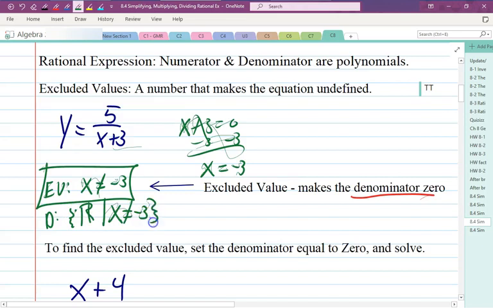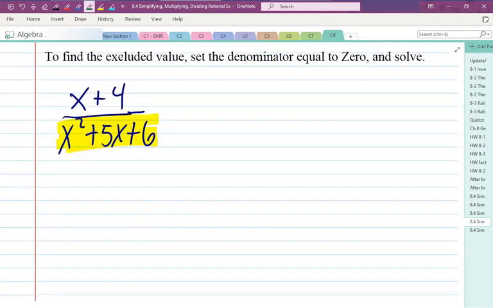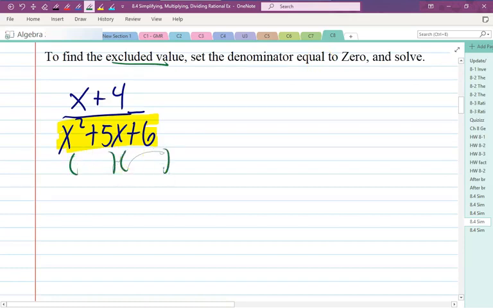Now, when we're just simplifying and not solving an equation, they're called restrictions on the variable, basically what numbers the variable cannot be. When we're solving, it's called an excluded value. So since the end goal is to solve this, I'll usually call them excluded values. When doing this, we need to set the denominator equal to 0 and solve. So we're going to be solving by factoring. Factor this out, set it equal to 0, and solve.